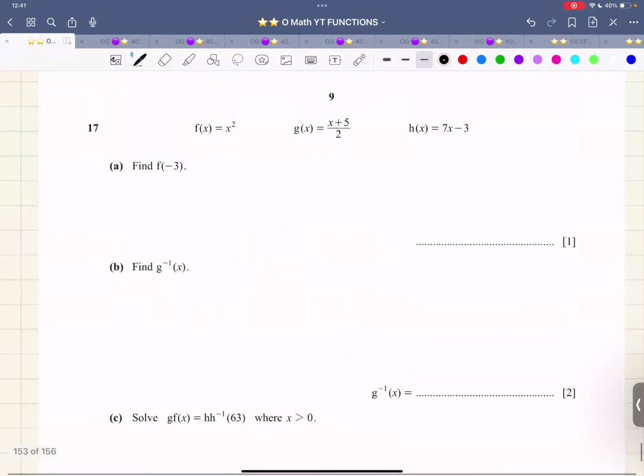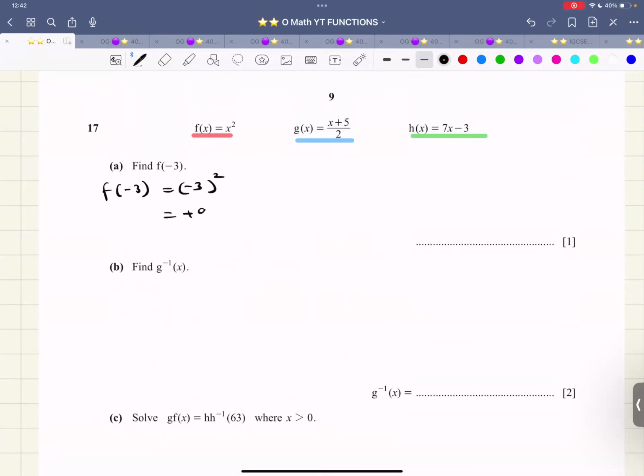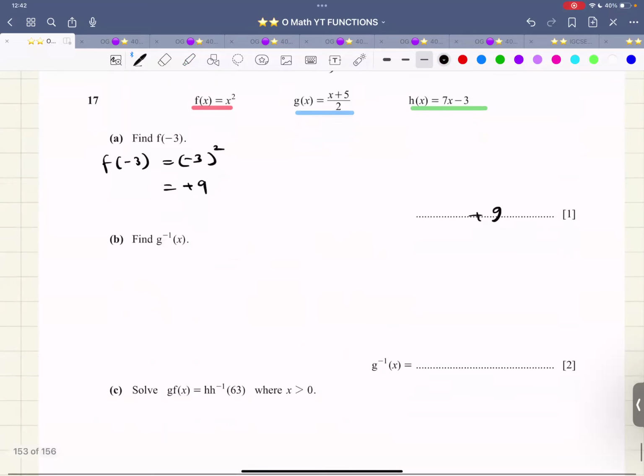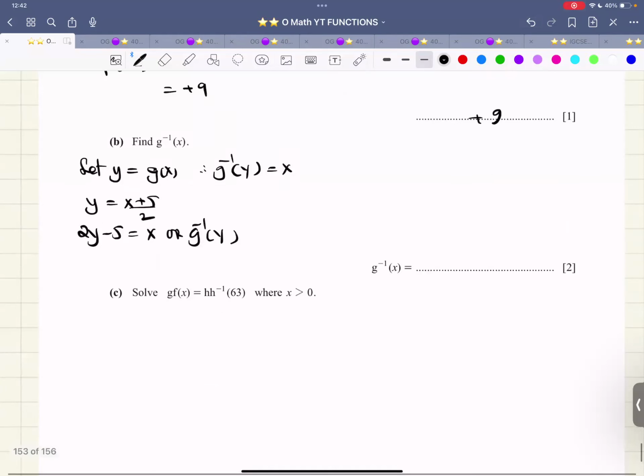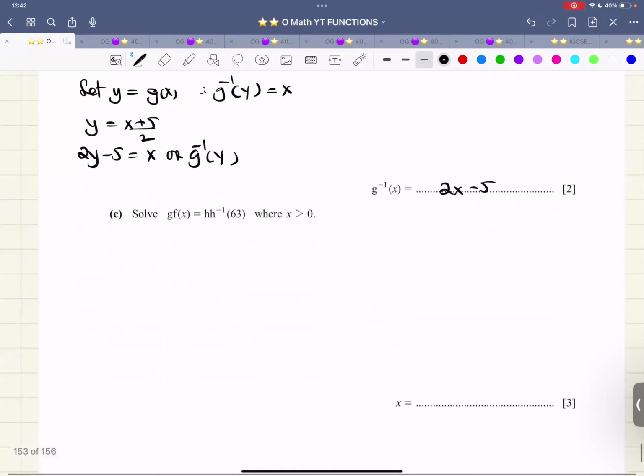This question, let me do it. Again, this first one is quadratic. The second one is linear. The third one is also linear. First thing, f of negative 3. That is negative 3 whole square, which is positive 9. g inverse of x. Let y equal g(x). It's no more f(x). It is g(x). Therefore, g inverse y equals x. y equals (x plus 5) over 2. 2y minus 5 is x, but x is g inverse y. So therefore, g inverse x is 2x minus 5.